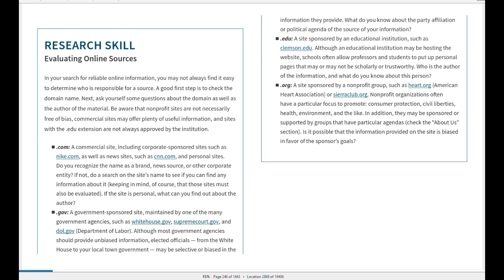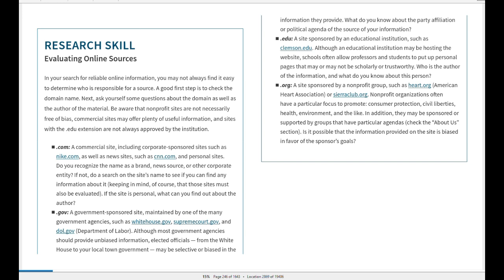.com is a commercial site including corporate-sponsored sites such as Nike.com, as well as news sites such as CNN.com, and personal sites. Do you recognize the name as a brand, news source, or other corporate entity? If not, do a search on the site's name to see if you can find any information about it.